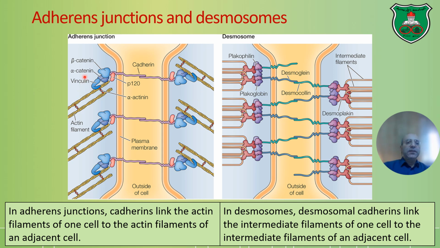Note that the cytosolic side of cadherins interact with catenins. Again, why do I mention these proteins specifically? Because they are biomarkers for cancer development, cancer formation, for progression of cancer. So adherens junctions, you have cadherins, and these cadherins interact with the actin filaments indirectly via catenins and actin binding proteins.